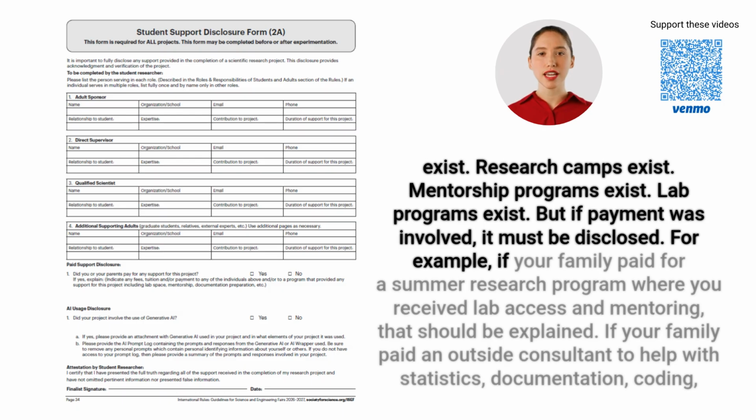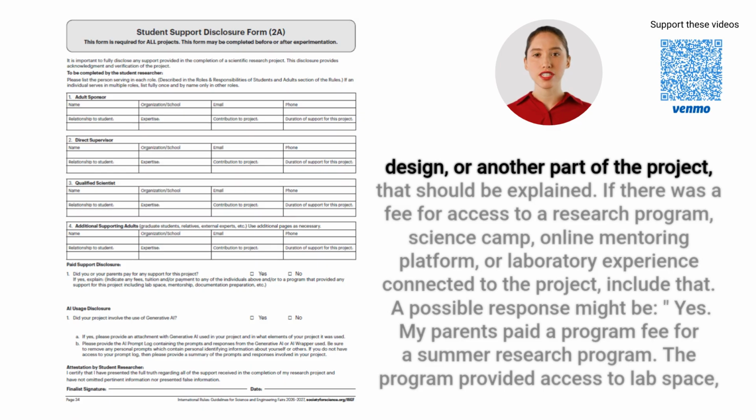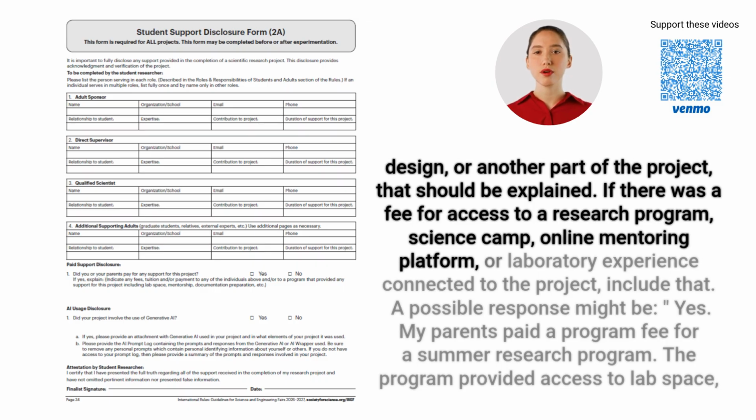For example, if your family paid for a summer research program where you received lab access and mentoring, that should be explained. If your family paid an outside consultant to help with statistics, documentation, coding, design, or another part of the project, that should be explained. If there was a fee for access to a research program, science camp, online mentoring platform, or laboratory experience connected to the project, include that.